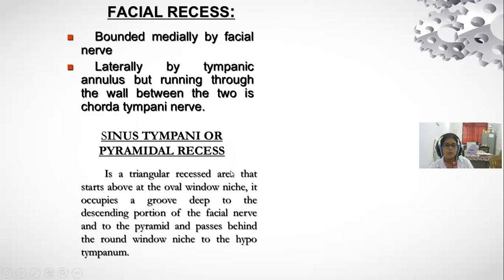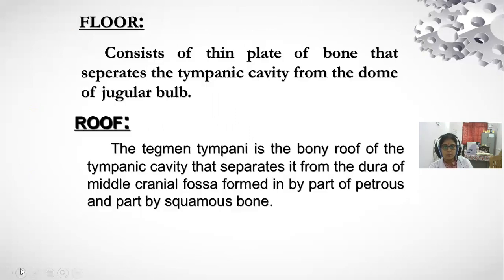There's another important deep recess in the posterior wall, just below the facial recess, which is called the sinus tympani or the pyramidal recess. It's a triangular recessed area that starts above at the oval window niche. It occupies a groove deep to the descending portion of the facial nerve and to the pyramid, and passes behind the round window niche to the hypotympanum.